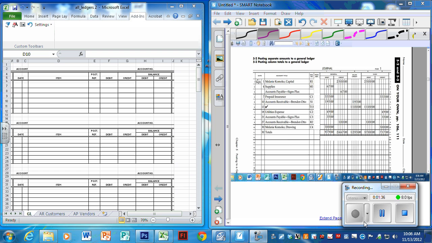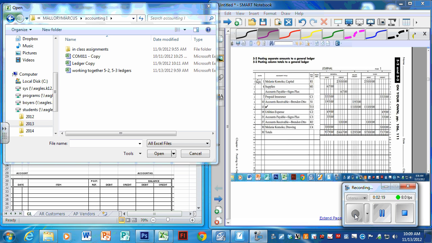Now, let's go to our AR Customer tab at the bottom. You have one AR customer, and it's AR Auto, account number 1120. You also only have one vendor account, and it is AP Signs Plus. That should be on your AP tab. AP Signs Plus, account number 2210. Again, no beginning balances.